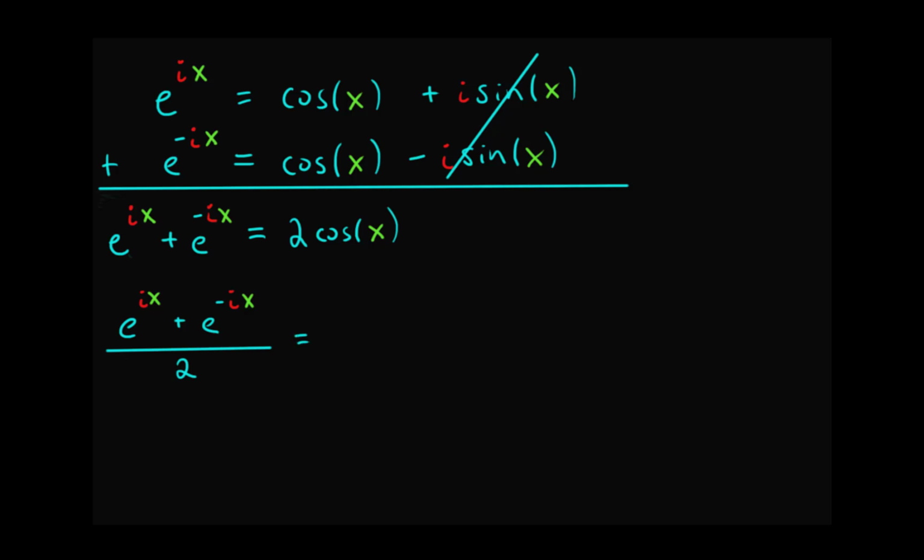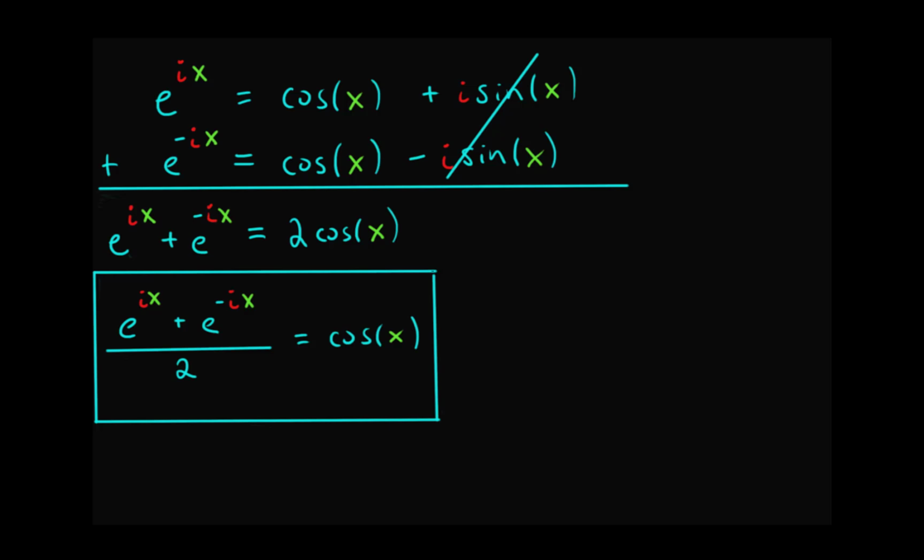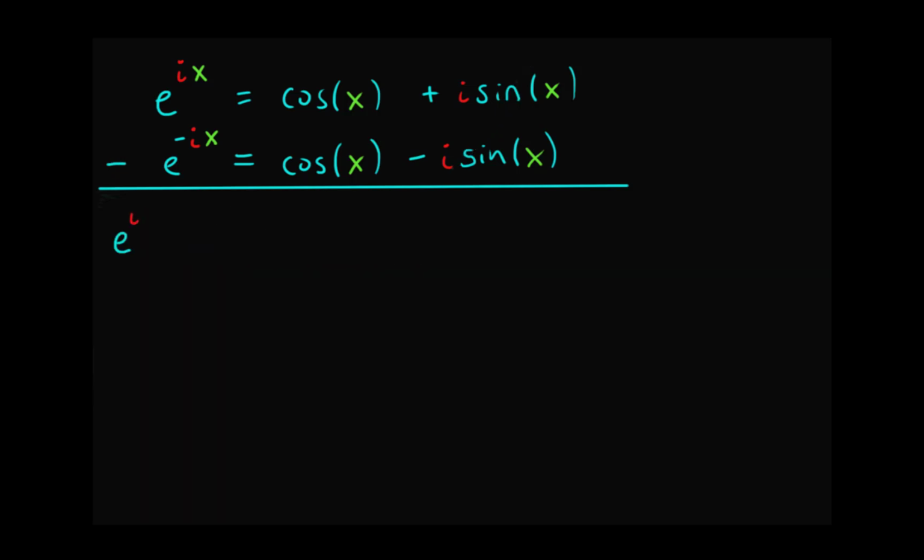When I do that, I get e to the ix plus e to the negative ix all over 2 equals cosine of x. So we can put a box around this formula. This is a formula that's worth committing to memory. And to derive the related formula for the sine function, instead of adding these two equations, we actually subtract them. So let's do that here now.